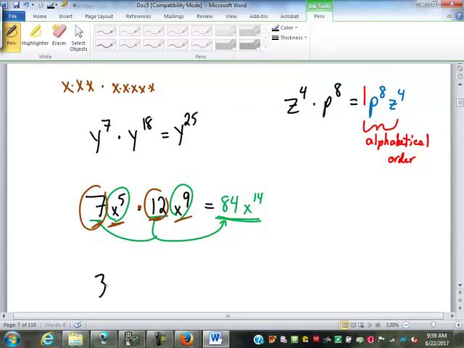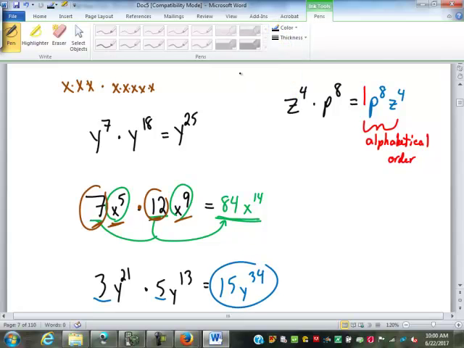So if we had 3, I'll change the variable here, y to the 21st times 5, y to the 13th, what do we get? 15y to the 34th. Very good. You multiply the counts. 3 times 5 is 15. You multiply the names, y to the 21st times y to the 13th. The appearance is you add the powers. 21 plus 13 is 34.